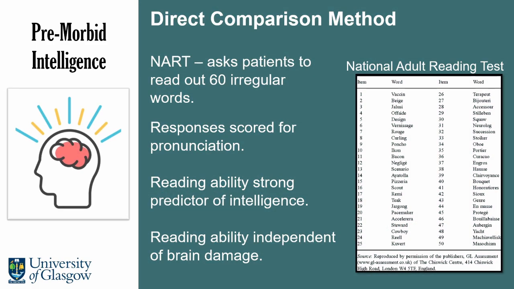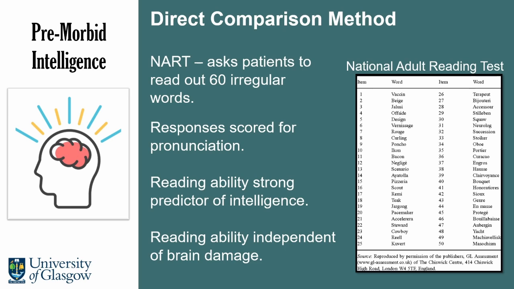A more direct method is to look at a patient's score on the National Adult Reading Test, or NART. The test requires patients to read out loud a set of 50 irregular words. The responses are individually scored as correct or incorrect according to their pronunciation. This score can then be used to derive a pre-morbid IQ estimate because the assumption is that reading ability is relatively independent of brain damage and is also a strong predictor of intelligence.